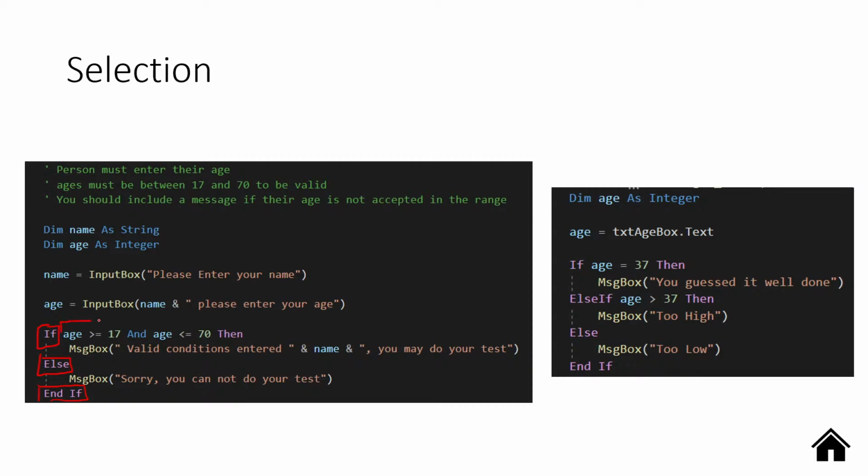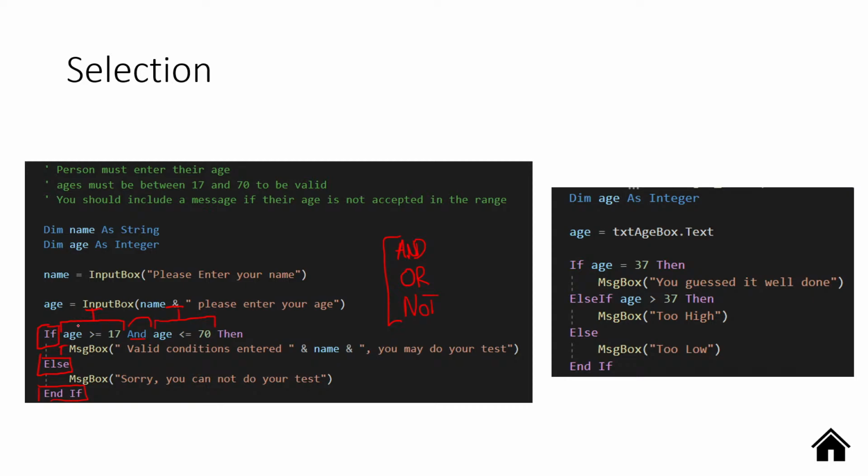Our condition here is age is greater than or equal to 17. Then we've got a logical operator, and then a second condition, age is less than or equal to 70. With these logical conditions, we can have and, we can have or, and we can have not. They are our three logic conditions. In this one, with an and statement, both statements need to be true in order for us to do the true part of the statement.